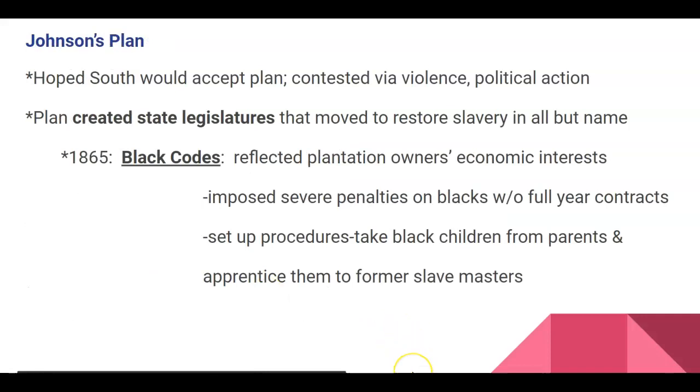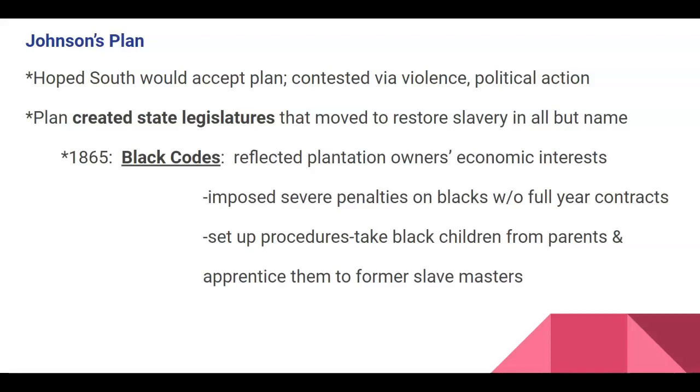Johnson's plan. You remember, Lincoln is assassinated in April 1865. The next morning, he dies at 7:30, and so Johnson is immediately sworn in as president. He hopes that the South will accept the plan, but they contested it with violence and political action.